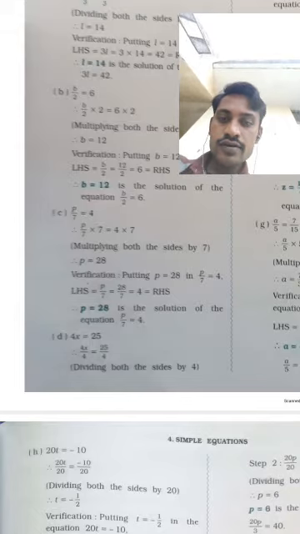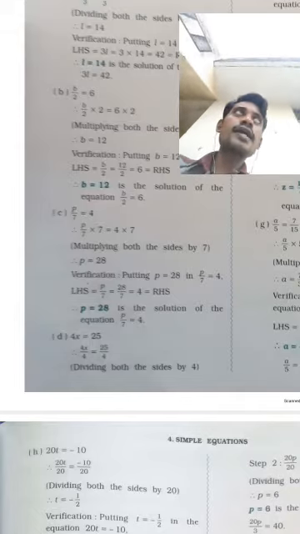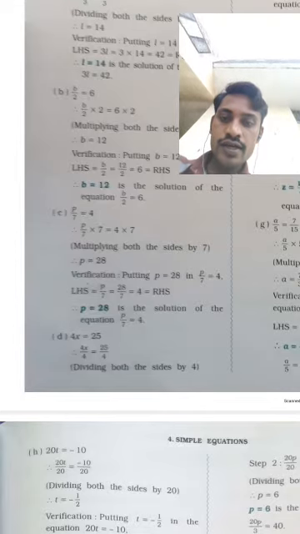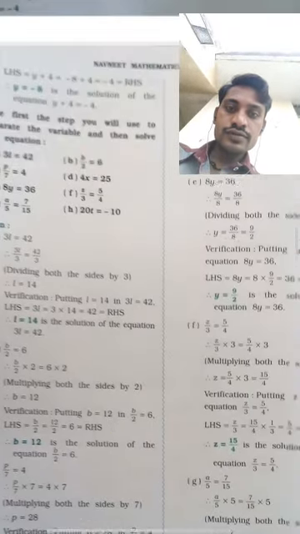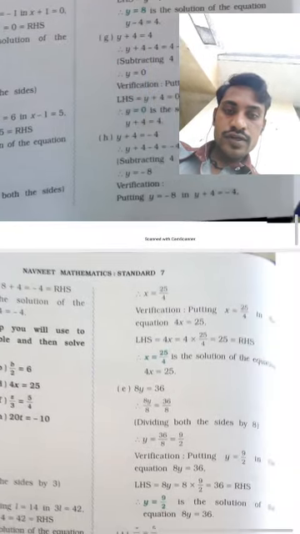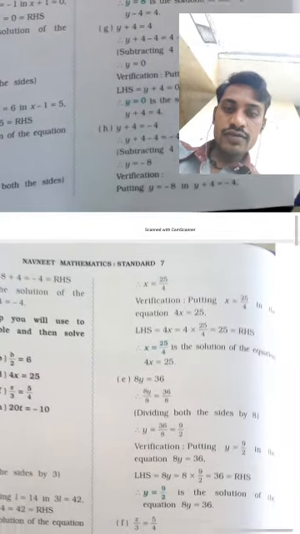Okay, D number, 4x is equal to 25. Now here on both sides we have to divide by 4. 4x by 4 is equal to 25 by 4. So 4 cancels, x is equal to 25 by 4. If you want to verify, then you can verify and you will get the answer.